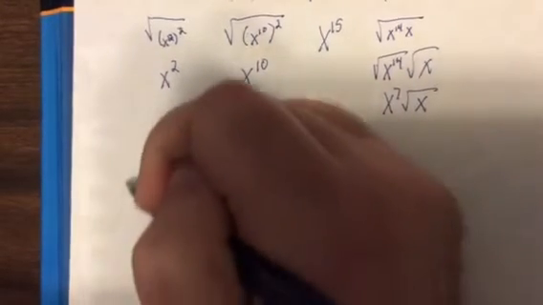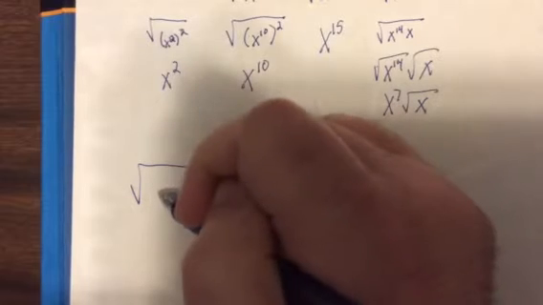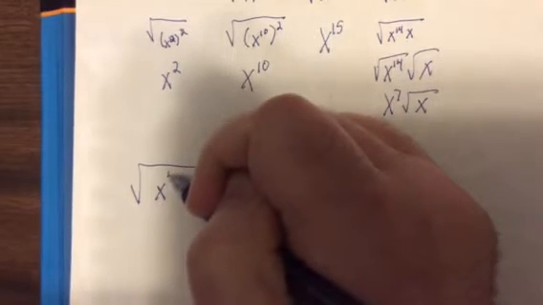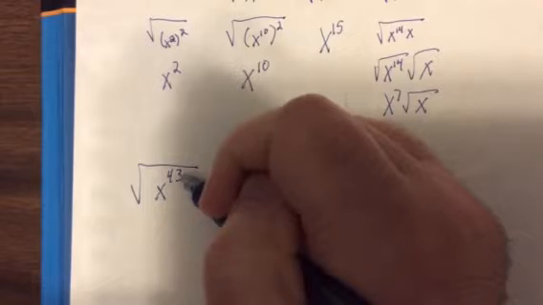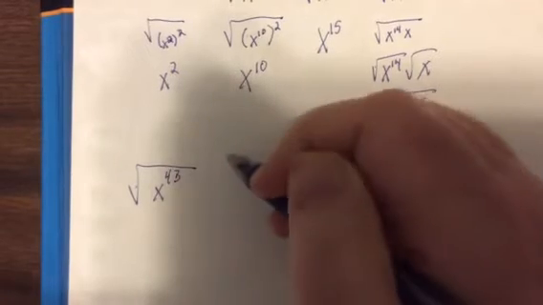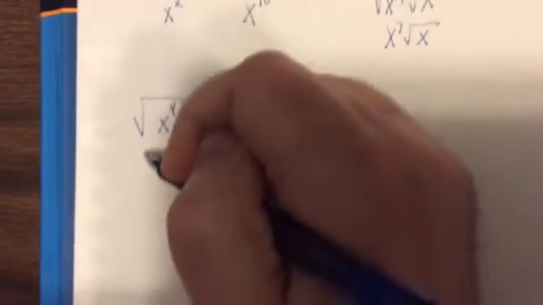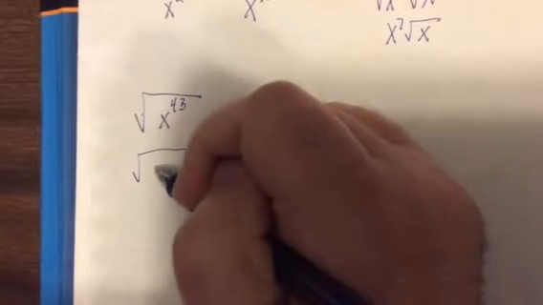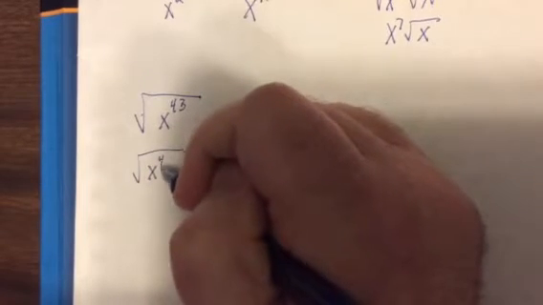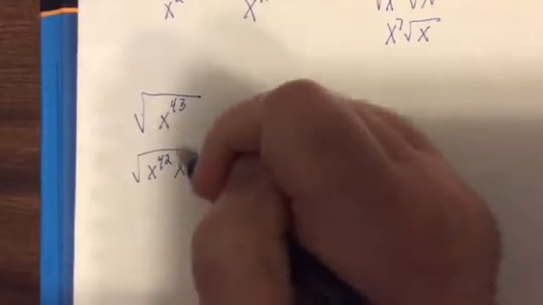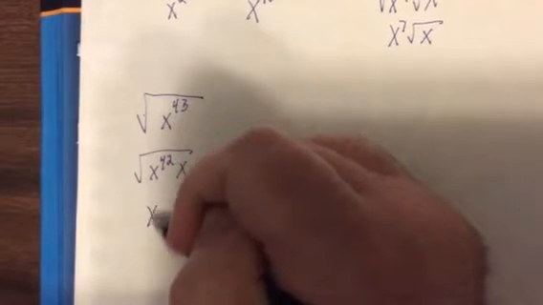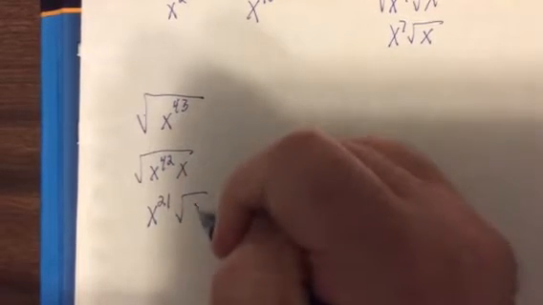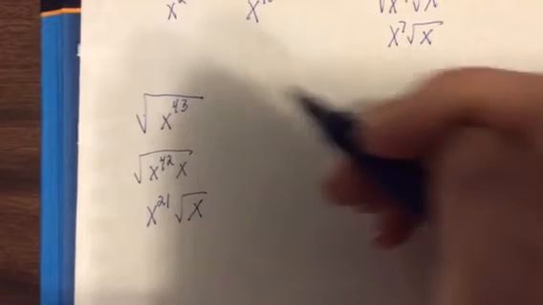So if I had square root of x to the 43rd. Well, odd power, can't do it, divisible by 2. So I'd break it up to the square root of x to the 42nd, x. So that would be x to the 21, square root of x. Divide the power by 2.